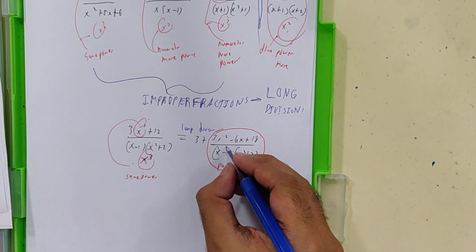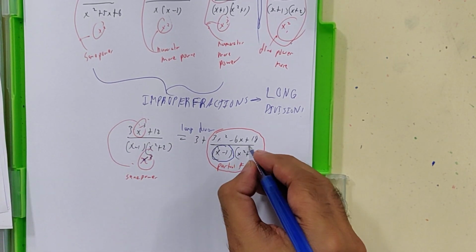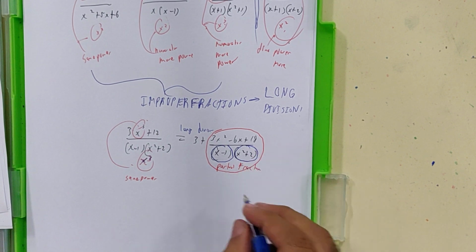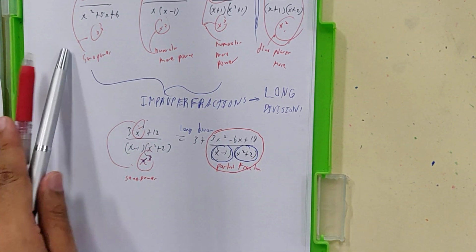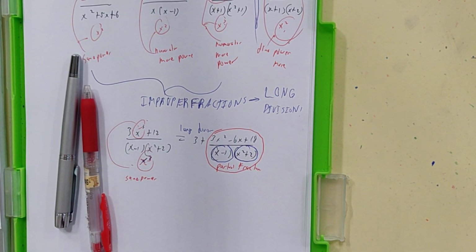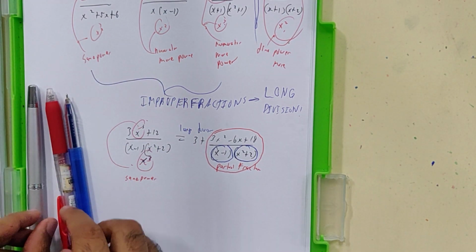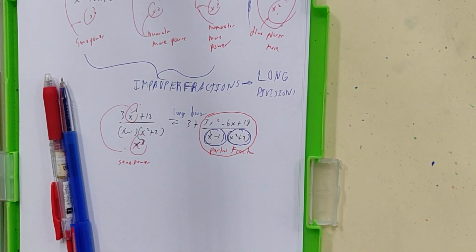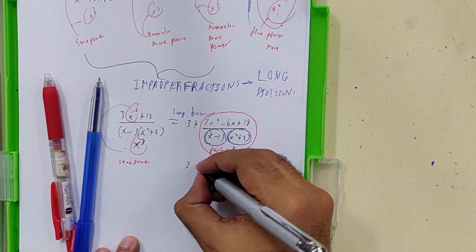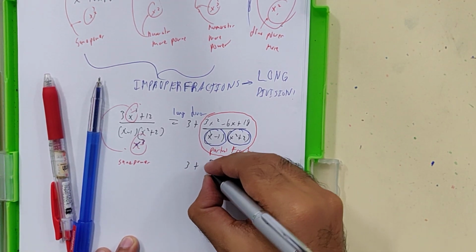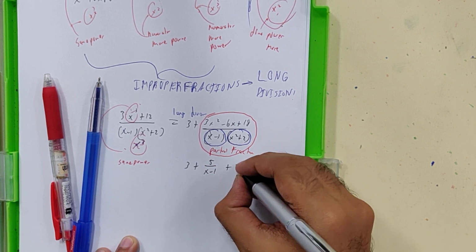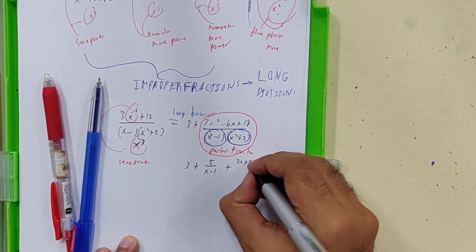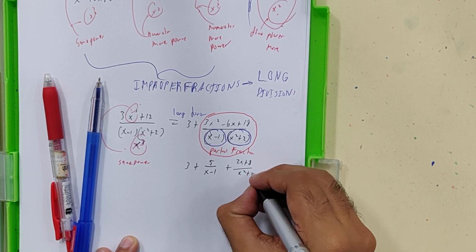When the denominator has 2 parts. It does not mean linear, just that you have 2 denominators and you cannot do anything about it. And you can split that part and you can get yourself into 3 plus 5 over x minus 1 plus (2x plus 8) over x squared plus 2.